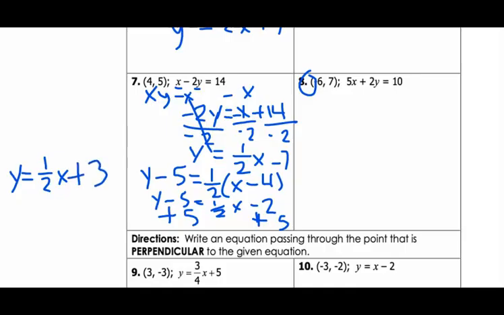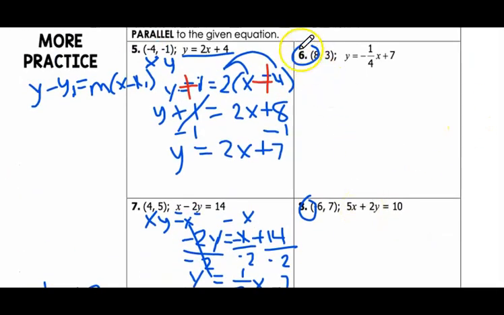All right, so on your own, I'm going to be looking to see if you can do numbers 6 and 8. All right, I'll see you guys on Wednesday. After, just do iXL.